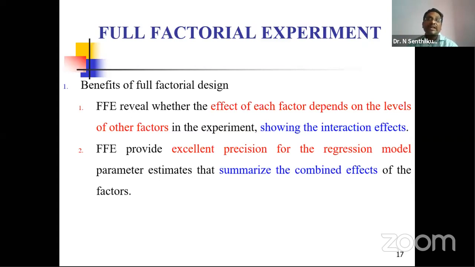And then it develops a regression model. The regression model is called an empirical model here because it is purely based on the experiment. The empirical model that we develop from this full factorial design provides the exact prediction of the outputs for given inputs.